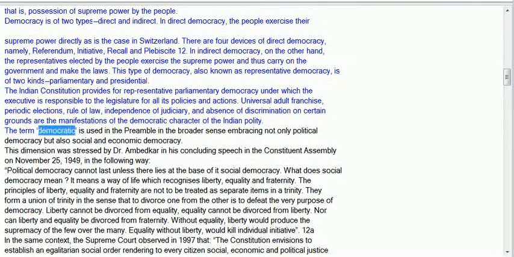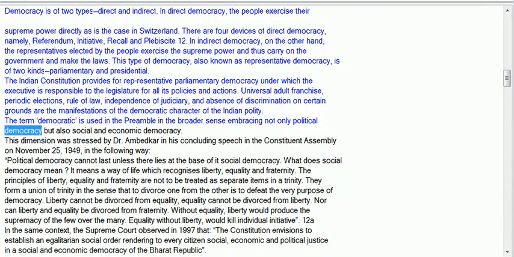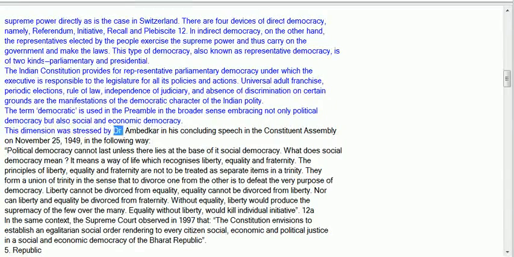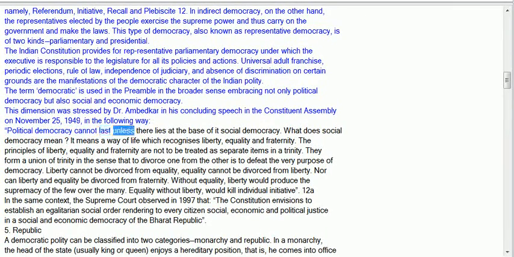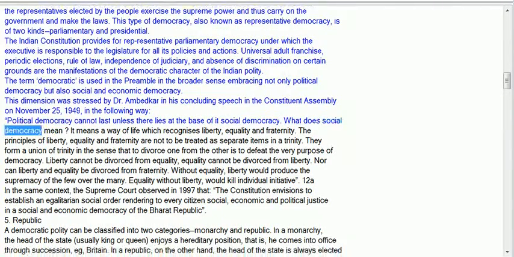The term democratic is used in the preamble in the broader sense, embracing not only political democracy but also social and economic democracy. This dimension was stressed by Dr. Ambedkar in his concluding speech in the Constituent Assembly on November 25, 1949, in the following way: political democracy cannot last unless there lies at the base of it social democracy. What does social democracy mean? It means a way of life which recognizes liberty, equality, and fraternity.